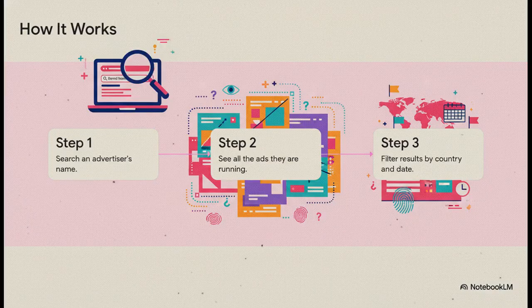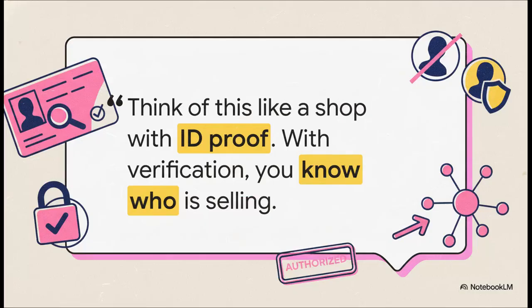It is so simple to use. You can just type in a brand name and see exactly what ads they're showing in different countries or what messages they were putting out last month. You get to see the whole strategy. It's like you get to be an ad detective. And really, this brings us full circle, doesn't it? Ultimately, all of these tools and policies, they all come back to that one simple, powerful idea: making advertisers show their ID cards so you always know who you're dealing with.